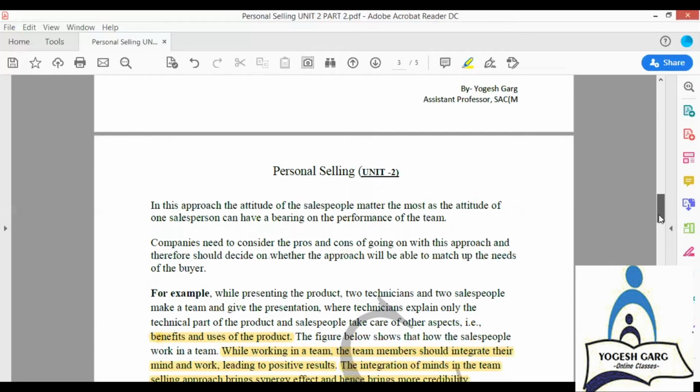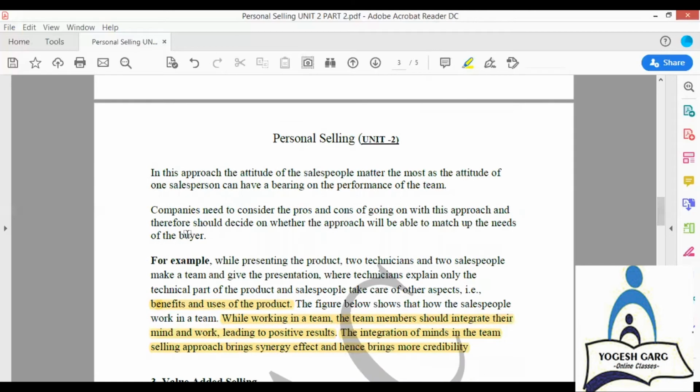Again, you can see that in this approach, the attitude of salespeople matters the most. Obviously, if you're working as a team, how you respond to one another is the core of successful team selling. Because if there is a lack of coordination, the project might fail. So see, they have written an example here.